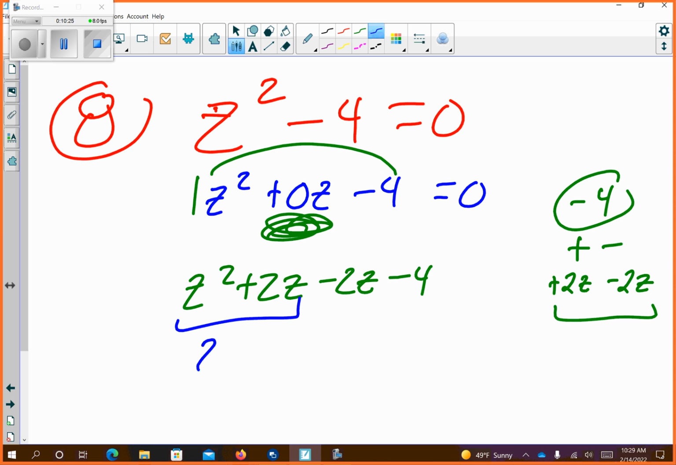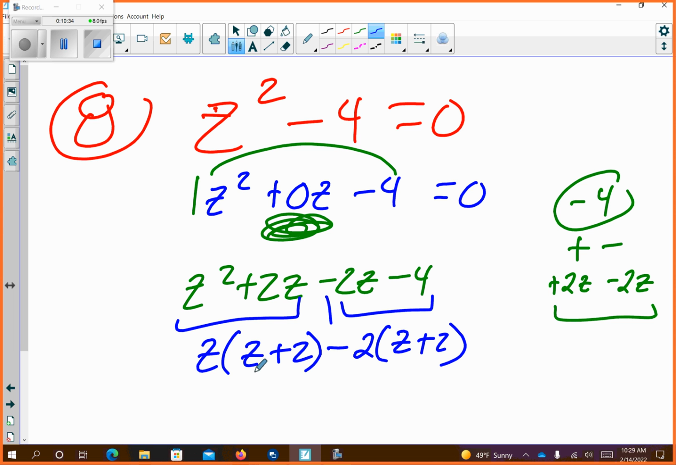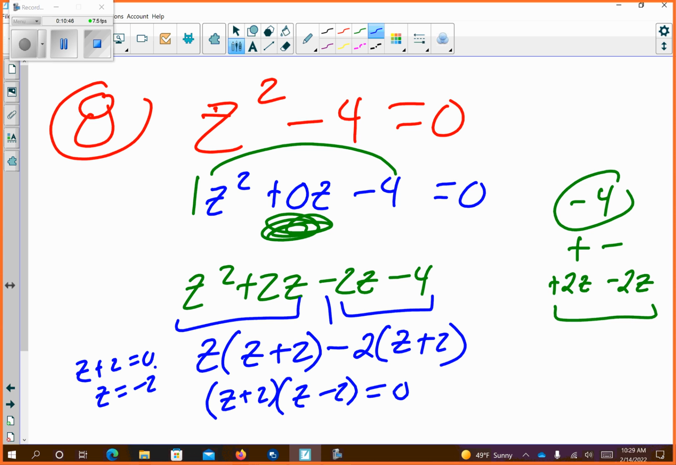I have a z in common here. Factor that out. I have a negative that comes out, a negative 2. So I'm going to get z plus 2 and z minus 2 equals 0. So that'll give me z plus 2 equals 0. Subtract 2. Z minus 2 equals 0. Add 2. So there's my two answers, negative 2 and positive 2. Anything else?